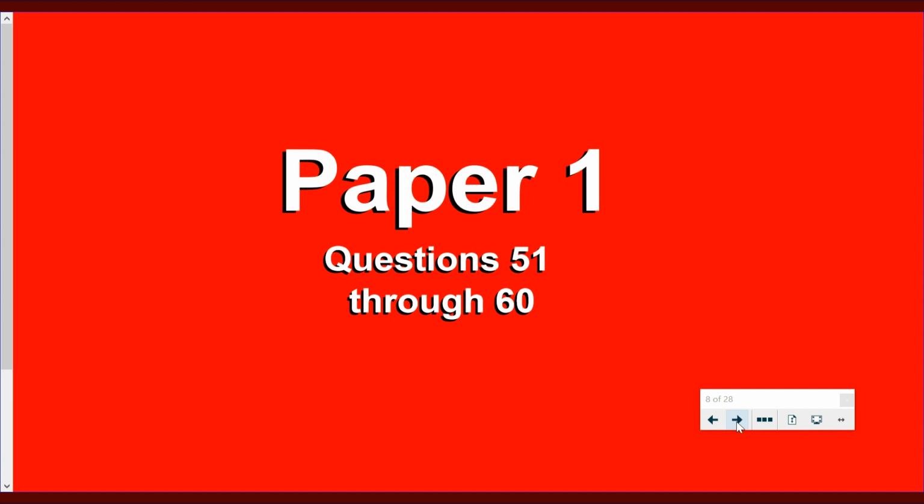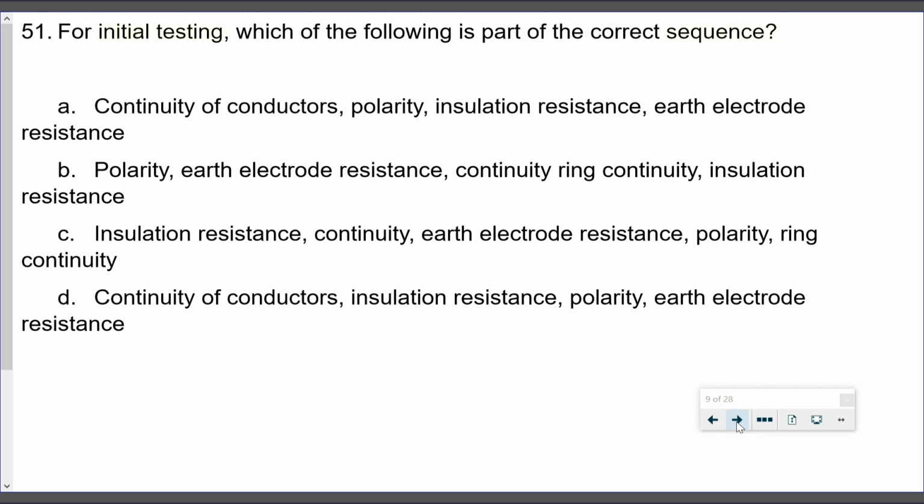All right. So question 51, for initial testing, which of the following is part of the correct sequence of testing for this initial verification testing? So we've got continuity of conductors, polarity, insulation resistance, and earth electrode. Polarity, earth electrode, continuity of the ring. Insulation resistance, continuity, earth electrode resistance, polarity, and ring continuity. And then we have continuity of conductors, insulation resistance, polarity, earth electrode resistance.